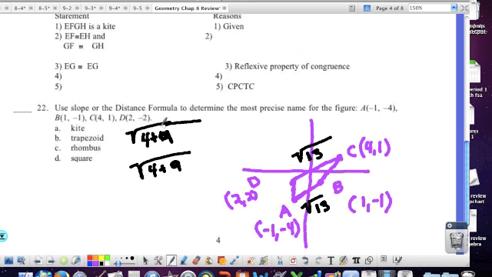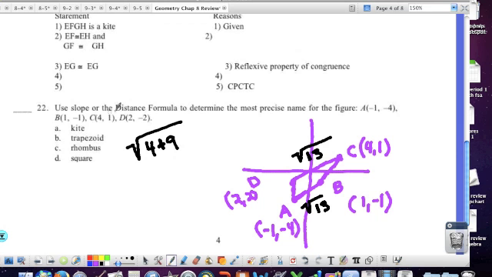I want to double check my work here because I've made a mess. And if you're trying to watch this on your video at home, it's very confusing. So let me go through this again. A to B. -1 minus 1 is -2 squared is 4. -4 minus -1 or -4 plus 1 is 3. -3 squared is 9. 4 plus 9 is a square root of 13.